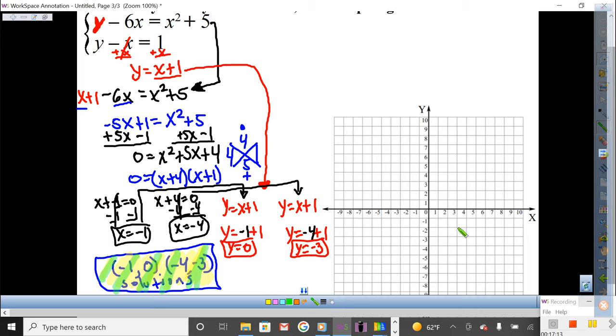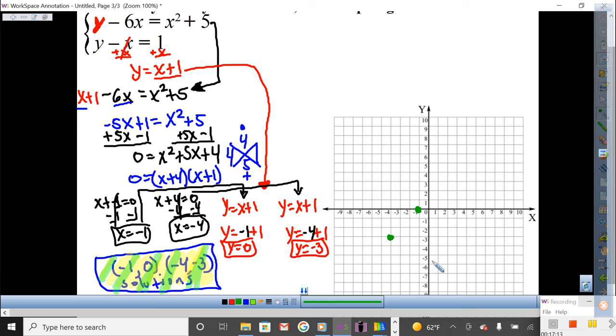All right, so check this out. Before we do anything on your graph paper, let's plot these two points in green. Negative 1, 0 is about right there. And negative 4, negative 3. So we're predicting that both graphs are going to intersect at those two points. Does that make sense? Yes.